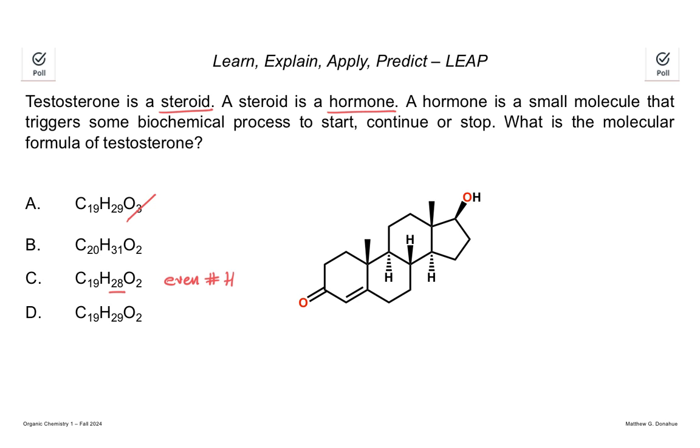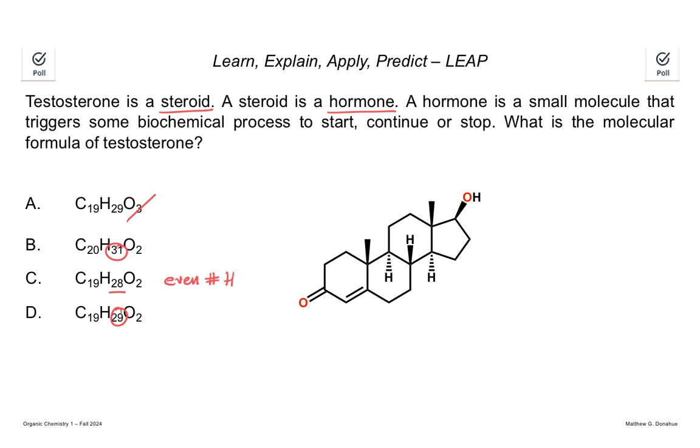You'll see that B and D have odd numbers of hydrogens. There are certain things you'll notice about the presence of heteroatoms when you can have an odd count of hydrogens. But C is the correct answer, but let's just walk through and we'll count.